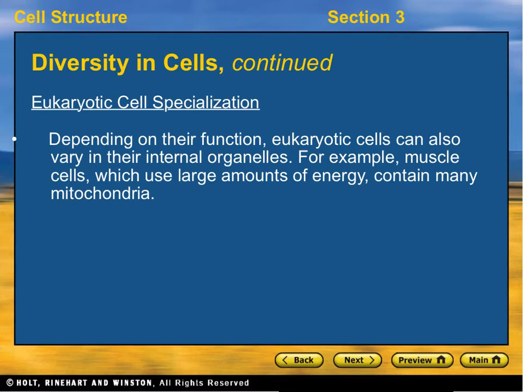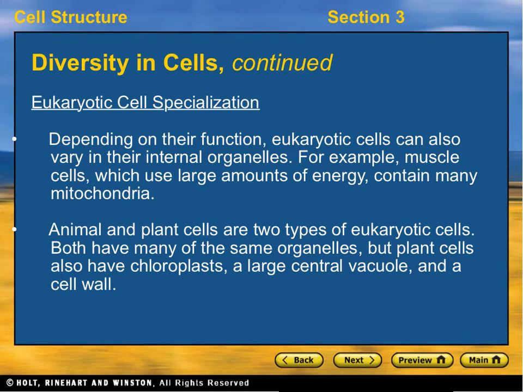Now when we look at eukaryotic cells, depending upon the function of the cell itself, we might have different internals because of the functionality of that cell. For example, here we use a muscle cell. Because muscles require a large amount of energy, a muscle cell is going to contain many mitochondria.